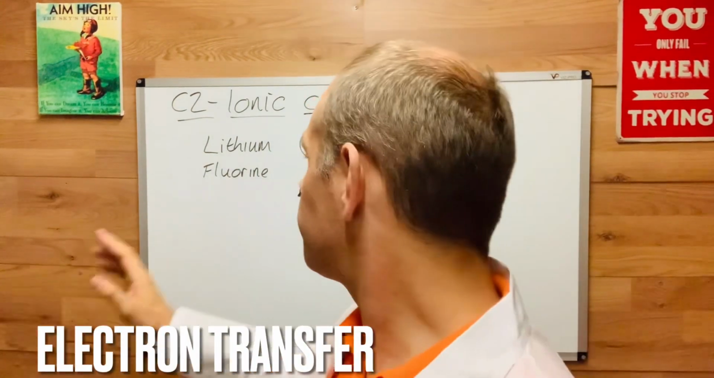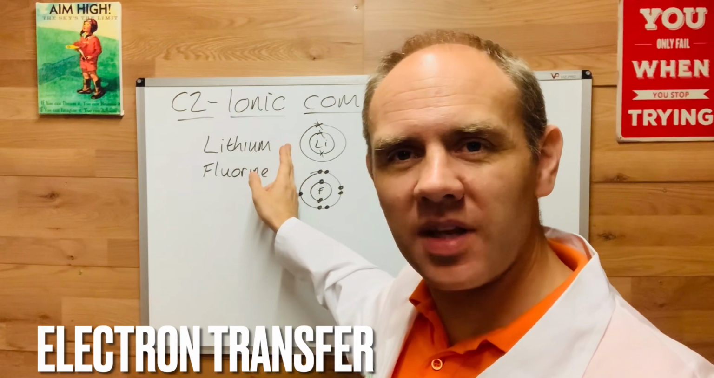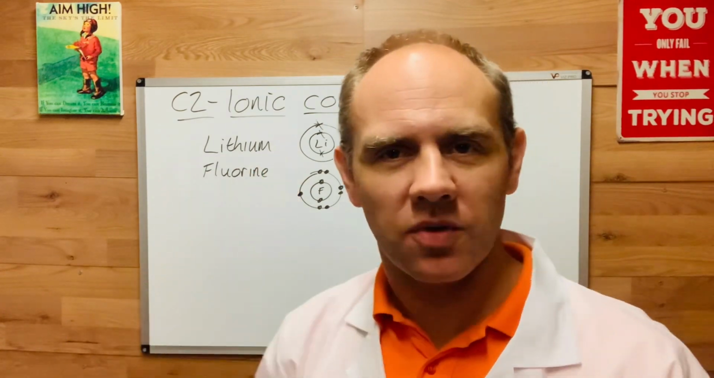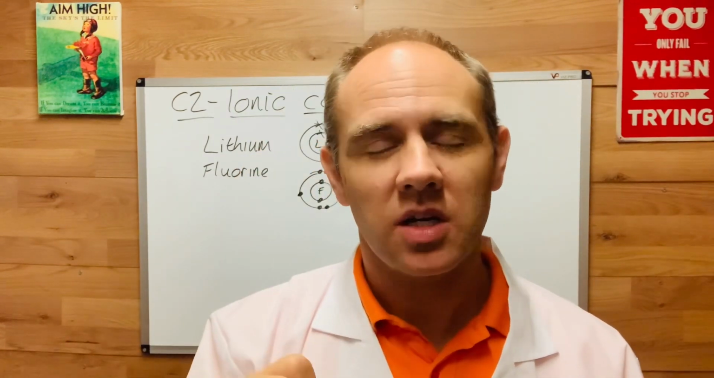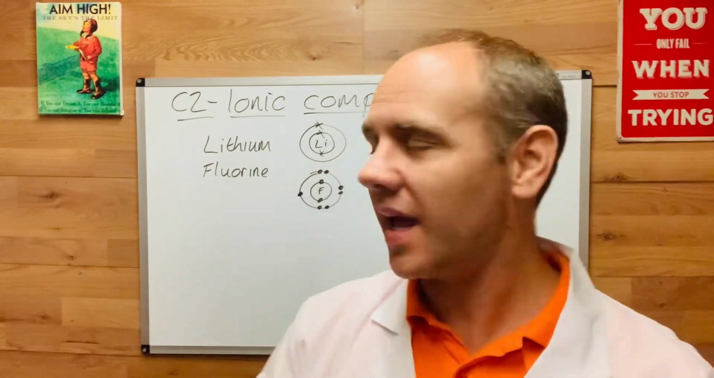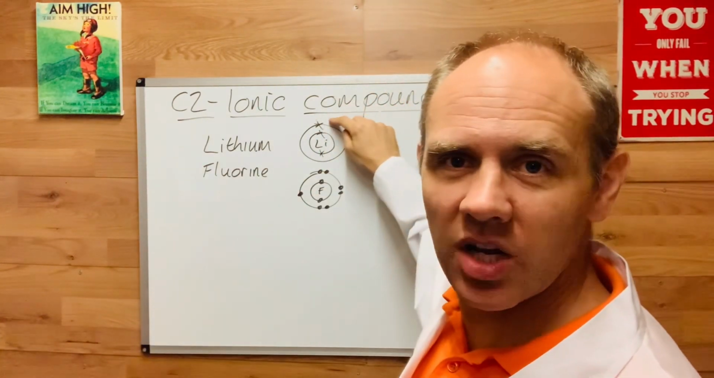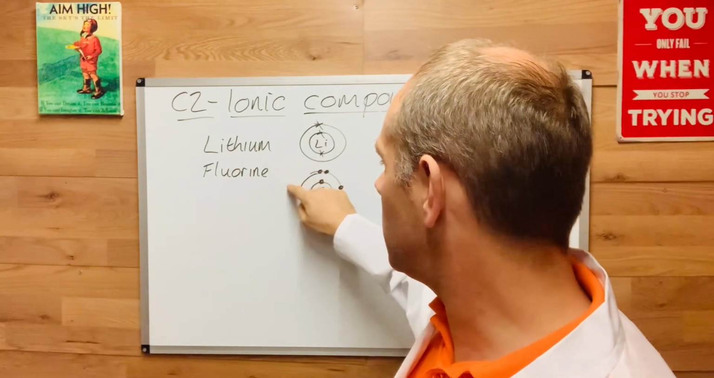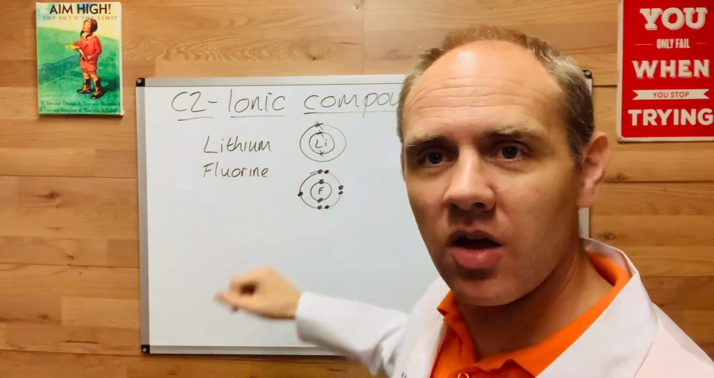The negatively charged ions are called anions. The positively charged ions are called cations. Let's check out this. An atom of lithium can react with an atom of fluorine. As it reacts, you won't see it because you can't see electrons, but one electron in the outer shell of lithium gets transferred to the outer shell of fluorine.